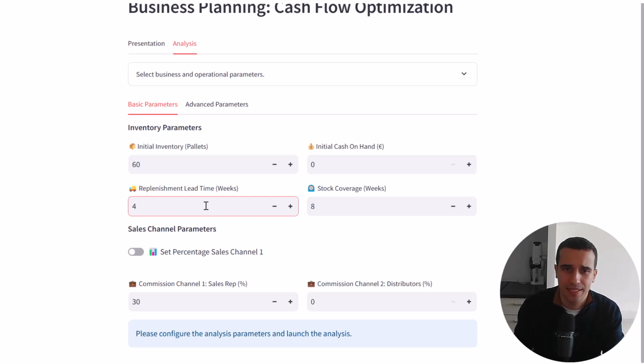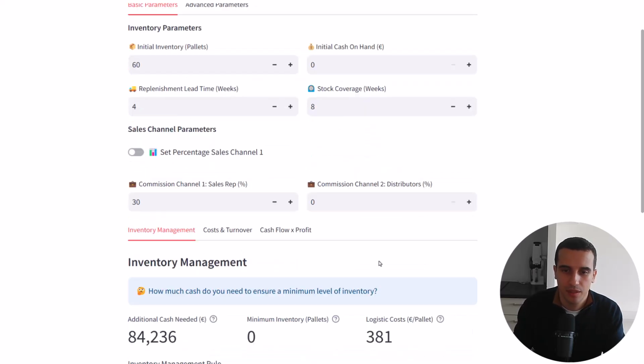And more importantly, what he told me is that the sales representatives he's working with are taking 30% commissions. When he's selling with distributors, it's 0. Okay, let me launch it. Probably it's what you are waiting for. So what are the results? Here, the first page is showing the inventory management rule.